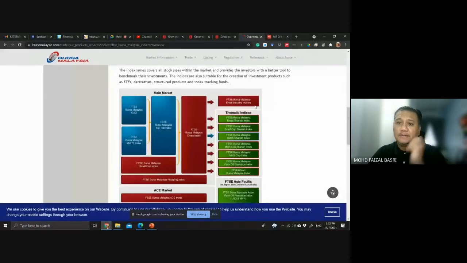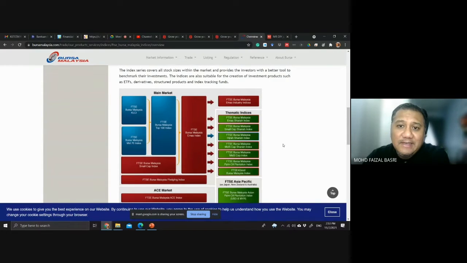Okay, ni nampak tak? So these are all indices. Okay, yang paling main ni lah, FTSE Bursa Malaysia KLCI ni yang main, ada top 30 tadi saya cakap tu. So dia mid 70 bukan mid 50, sorry. So mid 70 ada 70 company pula. So combine 30 dengan 70, we have top 100 index. So ni dah secondary punya index lah ni.